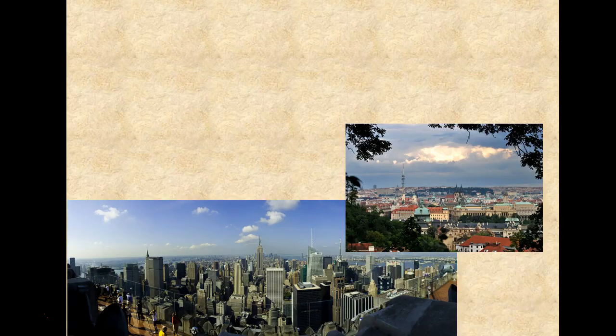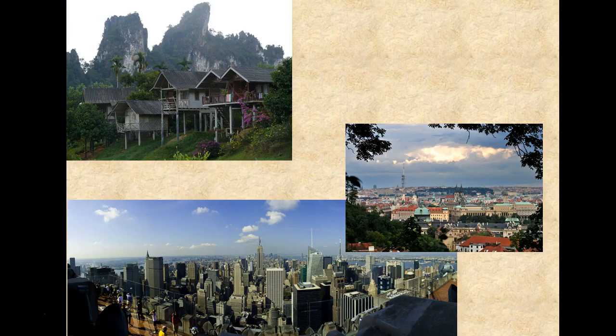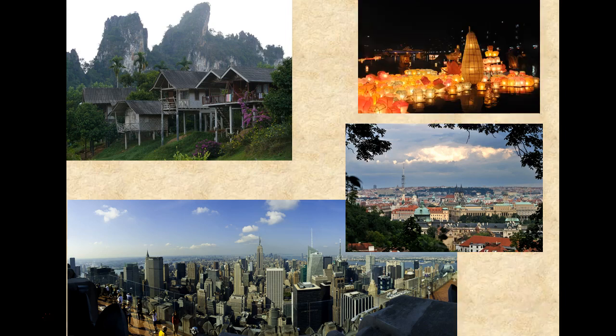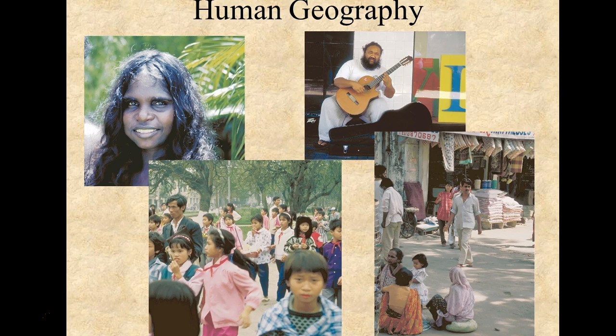Human activities on the landscape take a wide variety of forms and expressions, from traditional stilt housing to the cities of Europe and the modern cities of today. All are expressions of culture and human geography. Human populations have distinct physical characteristics and cultural expressions as well.